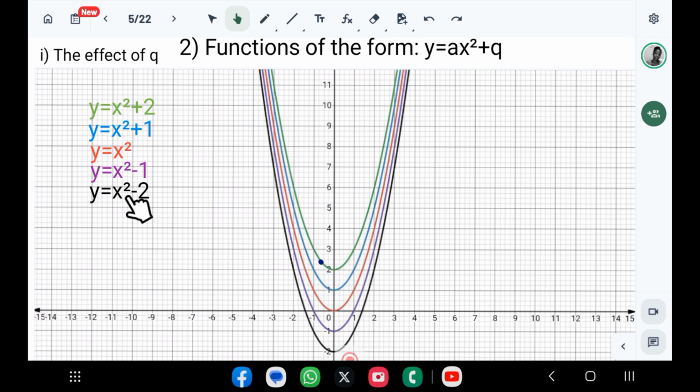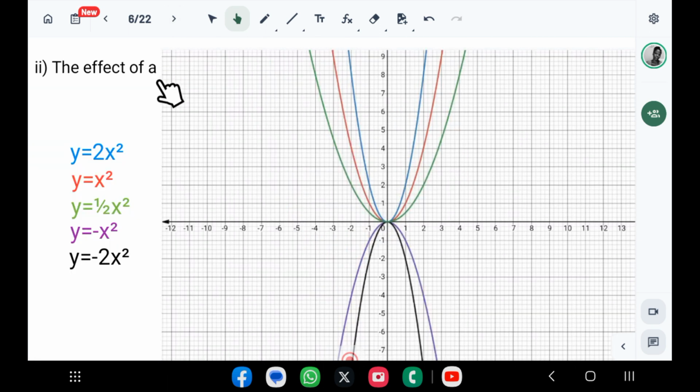And when y equals x² - 2, your graph is shifted 2 units down. That is the black graph. Now let's look at the effect of A. The effect of A basically affects the shape in any type of graph, whether it's trigonometric or algebraic.